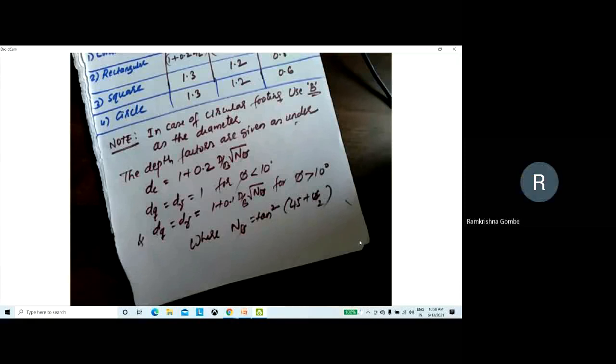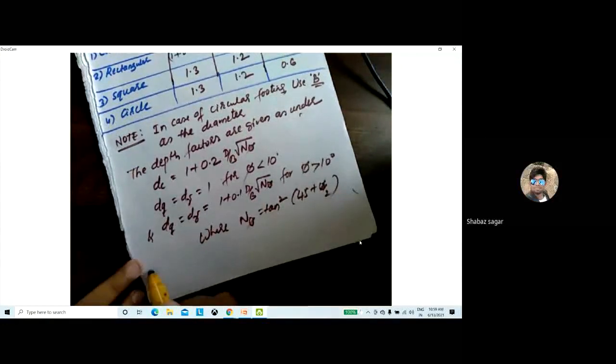Sir, still taking, sir. Take them. So this is clearly visible, right? What I have written. Yes, sir. These are the IS code method of calculating bearing capacity.